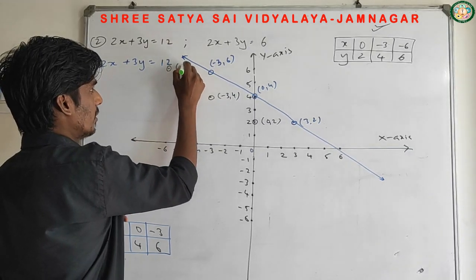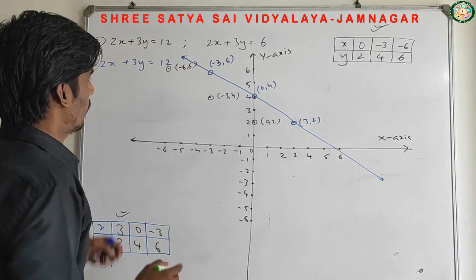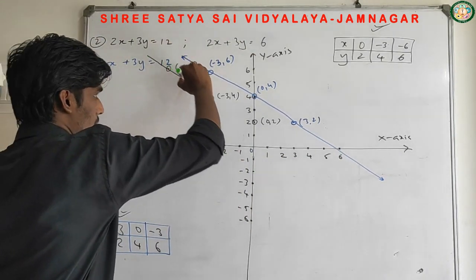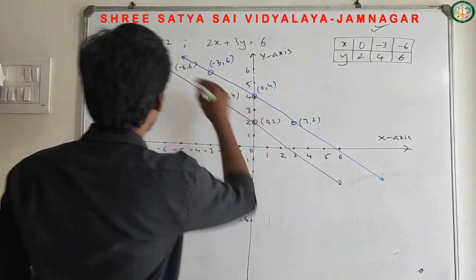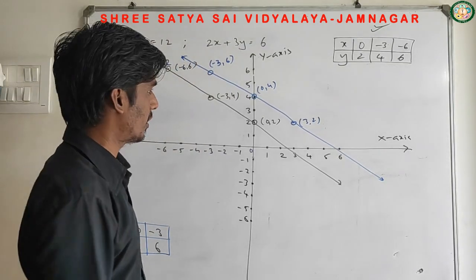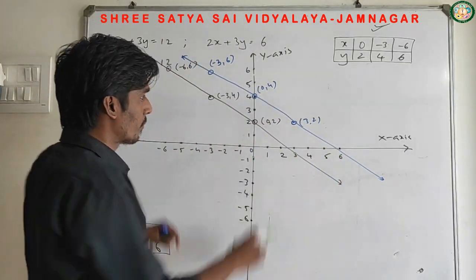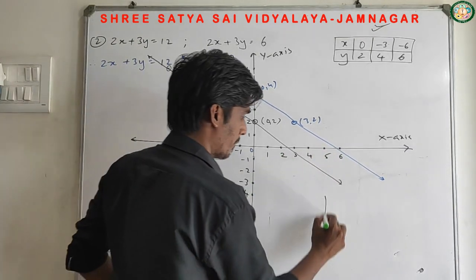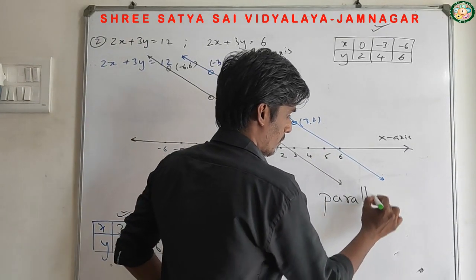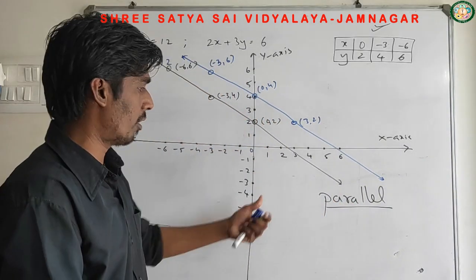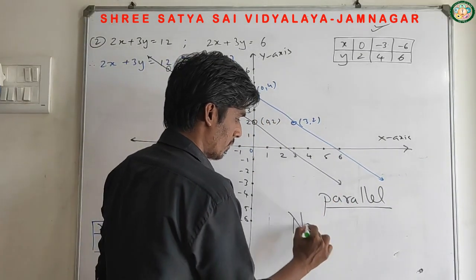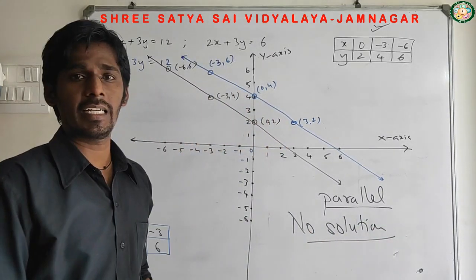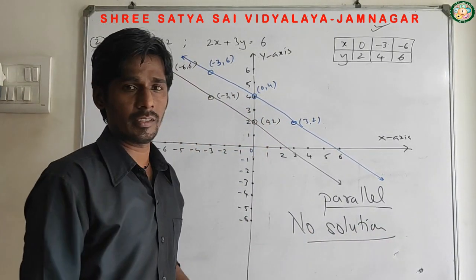on the graph you will not find this problem. So if you look again at these 3 points, if I extend it, they will remain parallel to each other. If you draw this line with a scale, you get parallel lines. And if you are getting parallel lines on the graph, it means it has no solution.